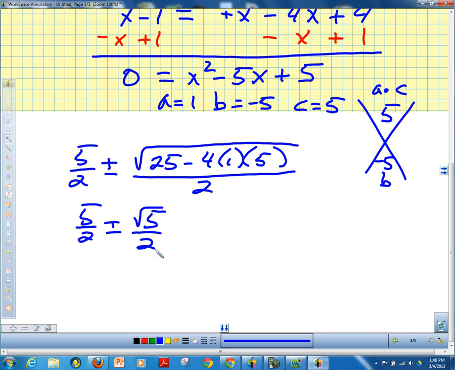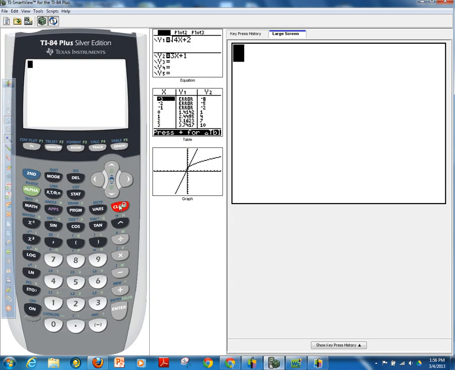So I want to plug this in my calculator to see what 5 halves plus square root of 5 over 2 is, and then see what 5 halves minus square root of 5 over 2 is. So I'm going to do that. So it was 5 divided by 2 plus. So see, some of your calculators look like this, and you have to hit the right arrow to get outside of the square root, and then you can divide it by 2.